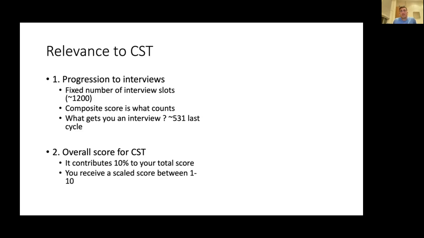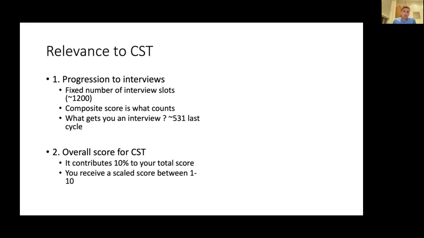They have a fixed number of interview slots. It's about 1,200, but I'm sure they'll change it a bit if there was suddenly a lot more applicants. And in terms of applicant numbers, I think there was about 2,400, 2,500 that applied last year. That basically means that about half the people that apply are going to get an interview.